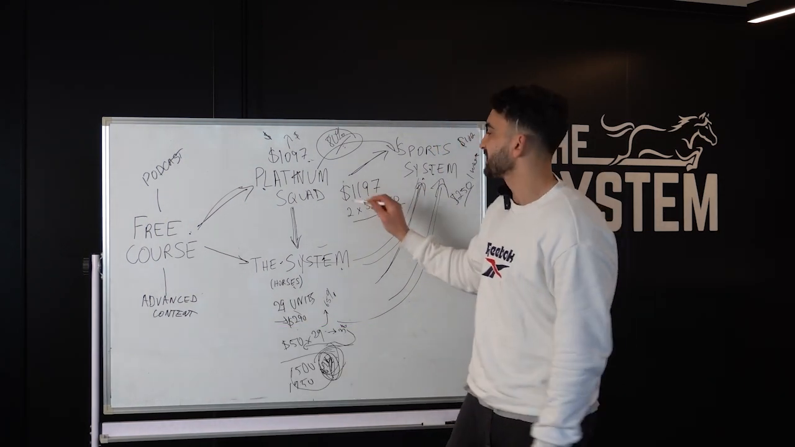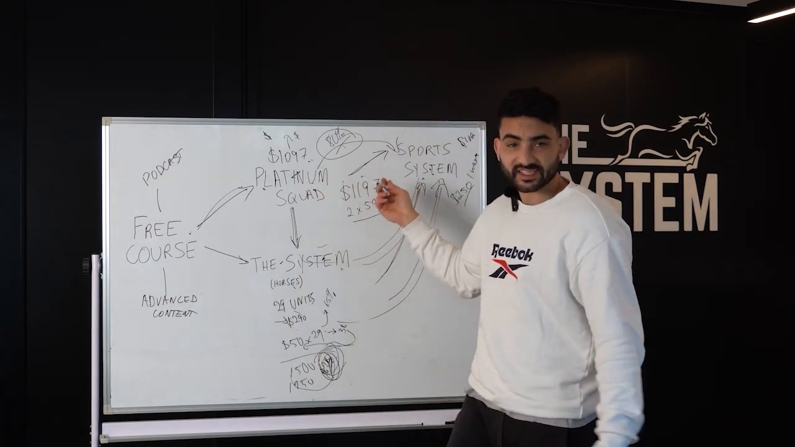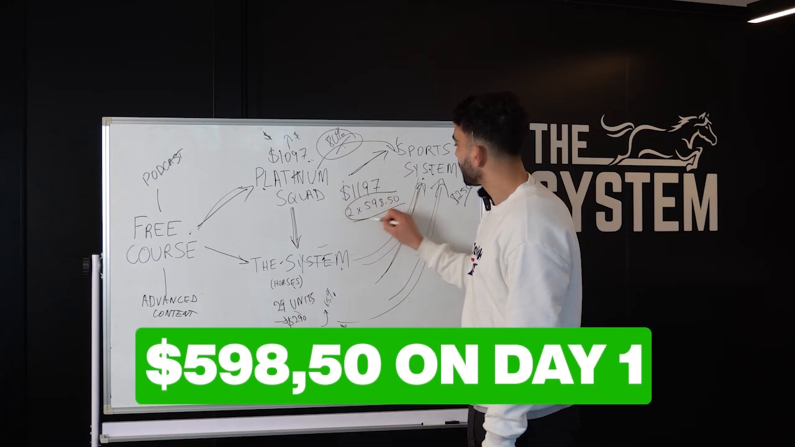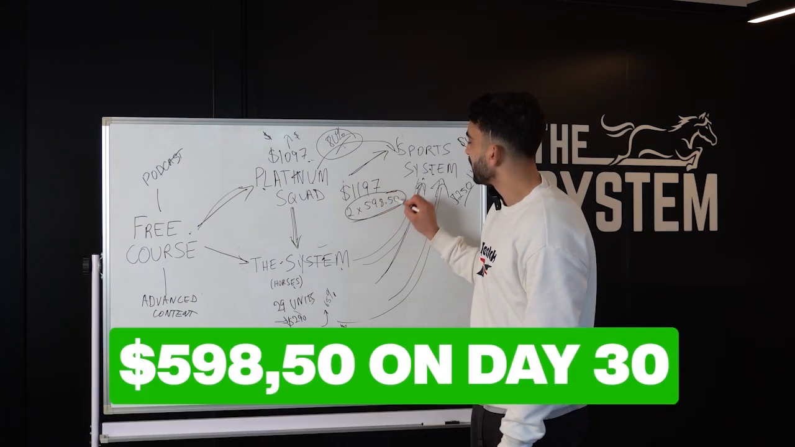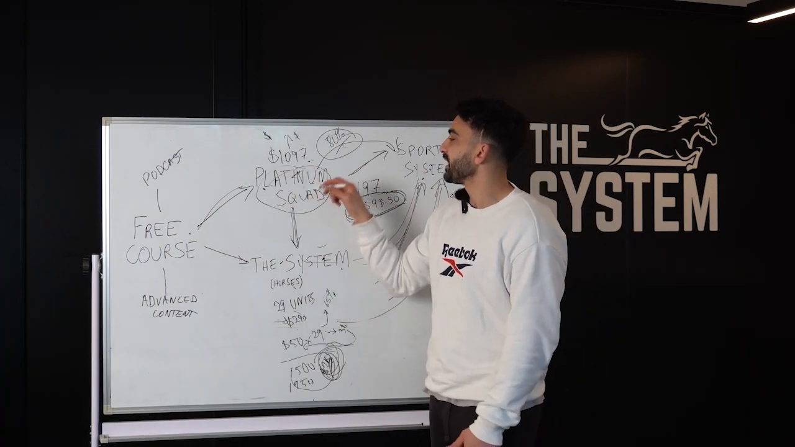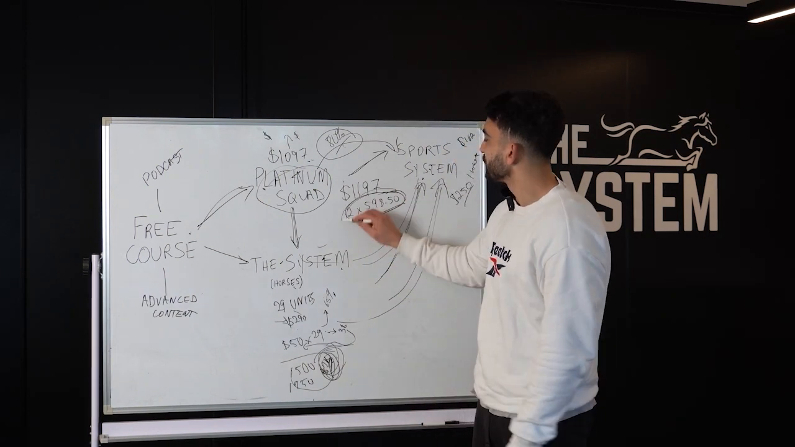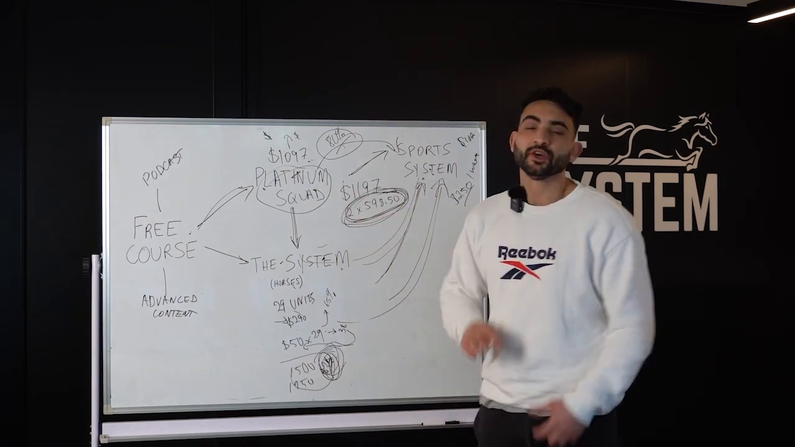Now, what does that do? Well, it allows you to get access to the Platinum Squad on day 1. It's a contractual agreement you must sign, and obviously it's legally binding. You pay $598.50 on day 1. You pay $598.50 on day 30. But you get access to this on day one. You get access to the 15 hours of content, the Discord, everything else, lifelong access, and then you have your second installment of $598.50 on day 30.